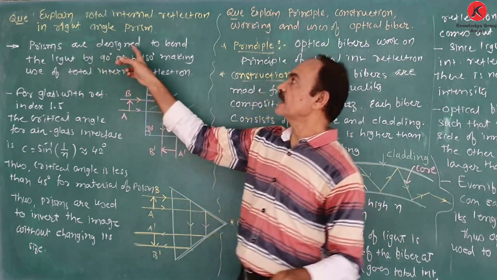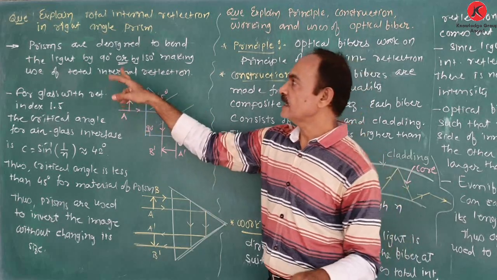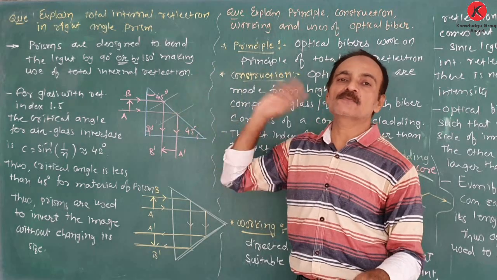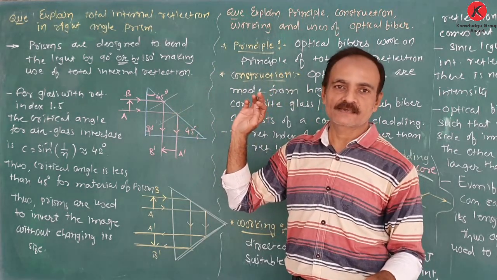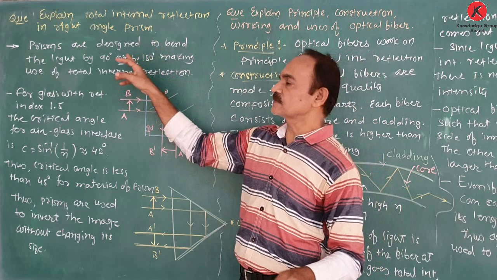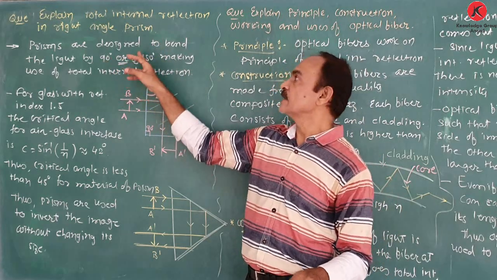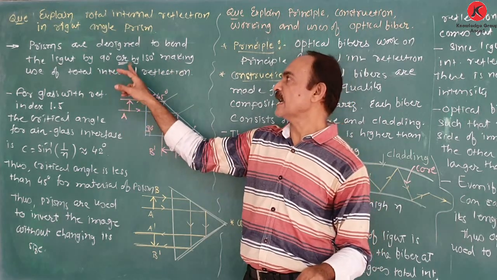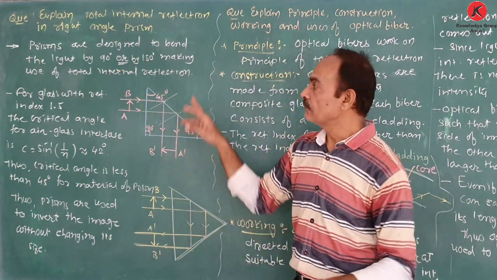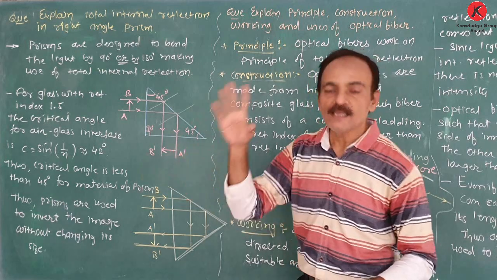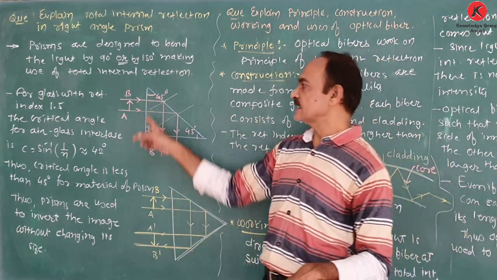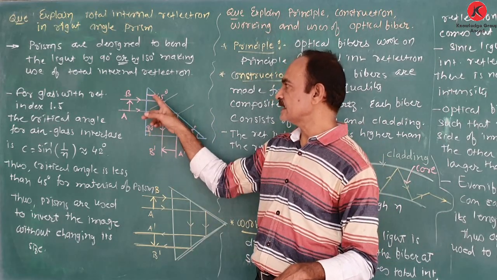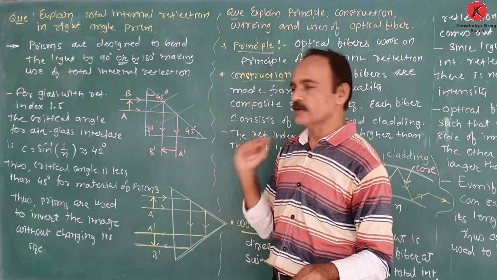Therefore, prisms are designed to bend light by 90 degrees or 180 degrees, making use of total internal reflection. The main purpose of the right angle prism is to bend or divert the light by 90 degrees or 180 degrees using the concept of total internal reflection. Now, the prism is in the form of a right angle triangle. Therefore, this angle is 90, and the remaining two are 45, 45.